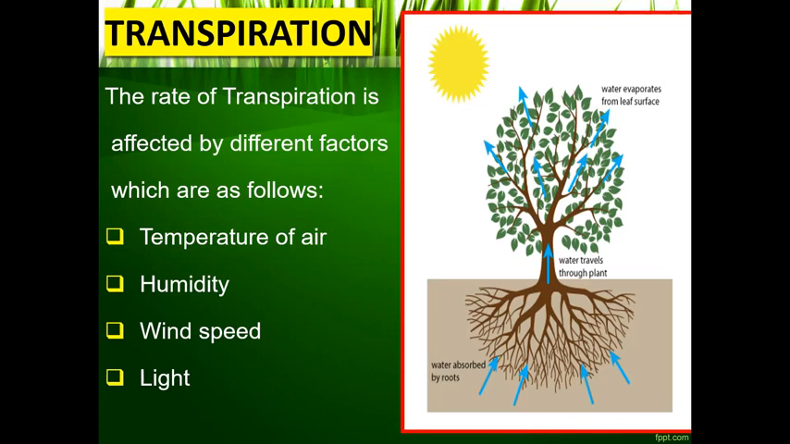Wind speed. If the air is not moving and it is still, then transpiration rate is low. If the air is moving, transpiration rate increases. Light. Light causes stomata to open during the day and thus increases the rate of transpiration.